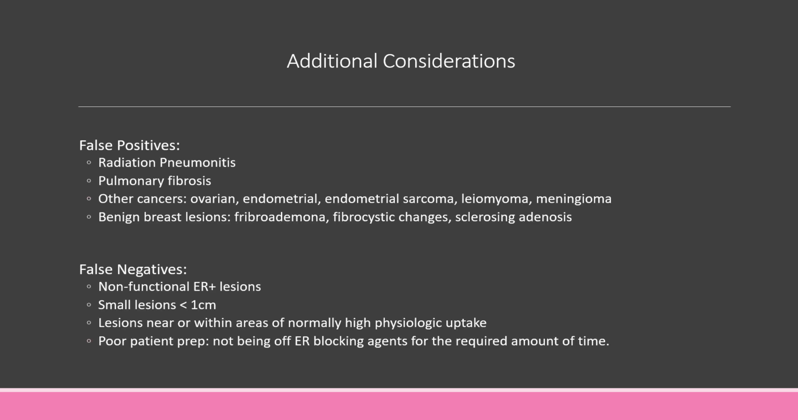Some last additional considerations, false positives can occur. One of the things that will lead to false positives are radiation pneumonitis, pulmonary fibrosis, other cancers, especially female cancers, ovarian and endometrial sarcoma, and also meningiomas. That's not a female cancer, but that's one that will cause a false positive also. And then some benign breast lesions will actually become false positives: fibroadenomas, fibrocystic changes, and sclerosing adenosis.